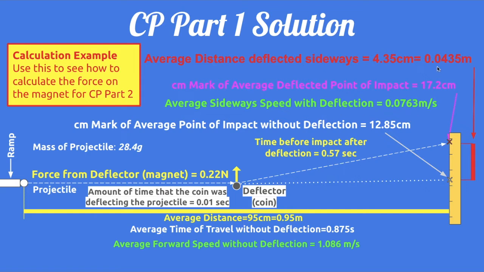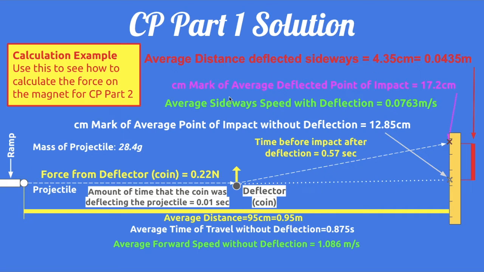So this is the solution with all the answers, like figuring out what's the distance it traveled, and then how long did it take was 0.57 seconds, so then I figure out the speed that it moves sideways. And based on that information, I can figure out the force. So I'm going to walk through that right now.